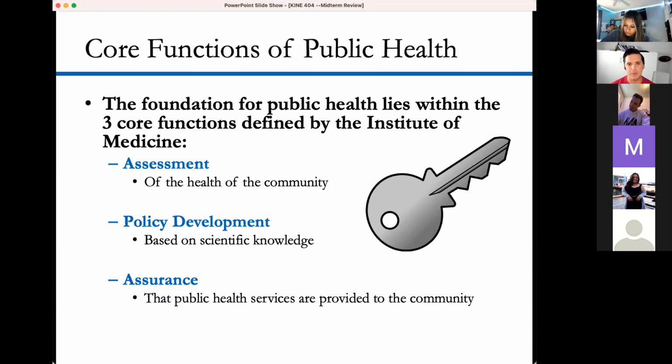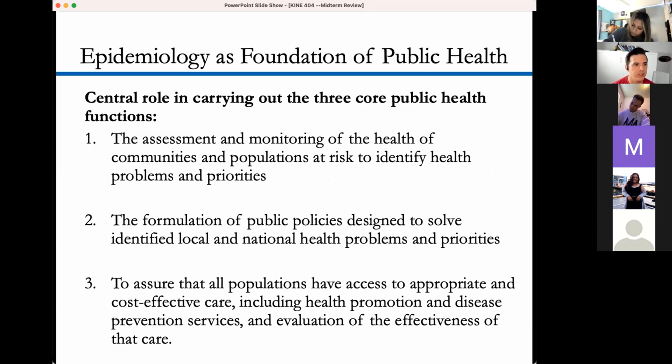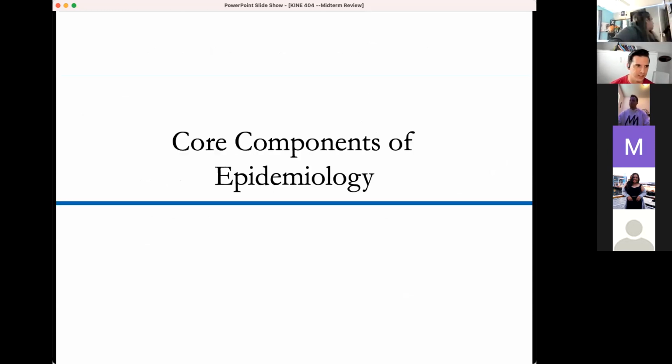You need to be able to explain why epidemiology is the foundation of public health. And it is because it addresses the assessment of the health of the community, it's used to develop policies, and it assures people the services that they need by addressing health disparities and social determinants of health to ensure that they can live a healthy life. So you need to know why epidemiology is that foundation and how it addresses those core functions of public health. And this is all from the very first lecture. And so here's that slide. There's a specific slide in the lecture that says, this is why epidemiology is the foundation of public health. So know this, you'll be tested on this.